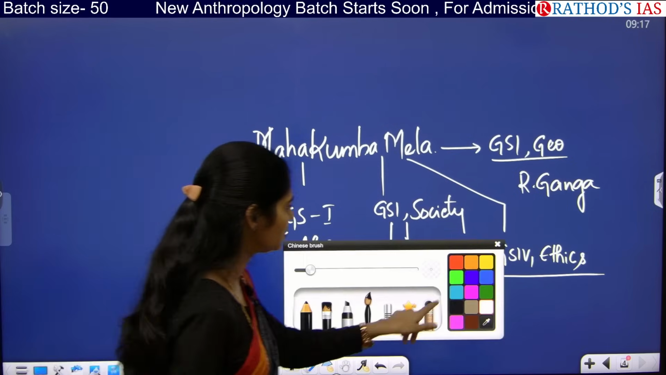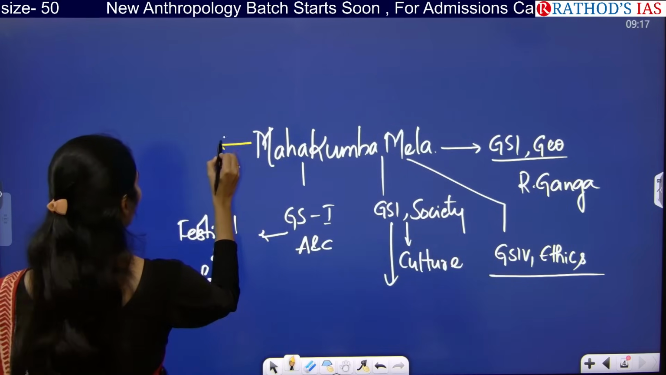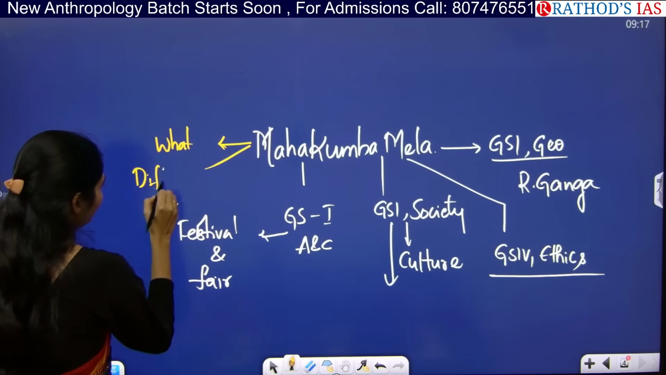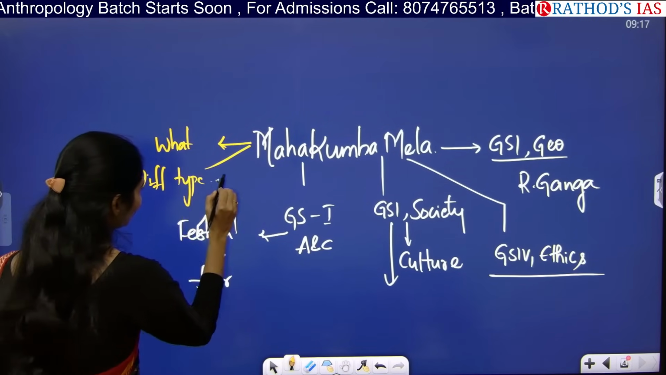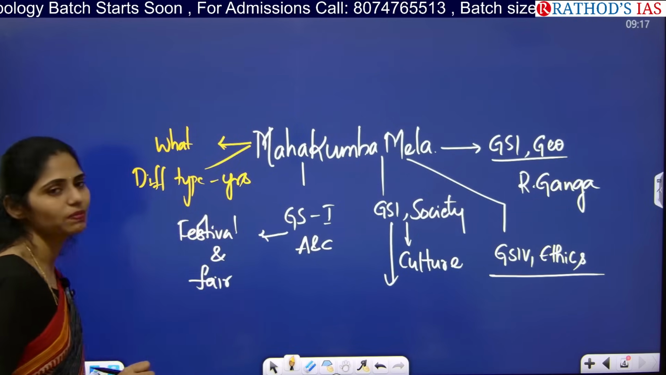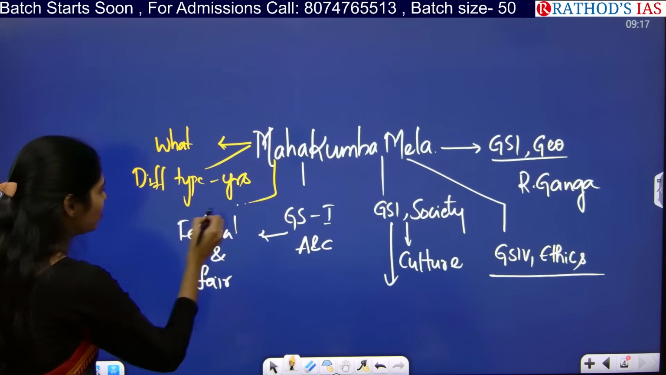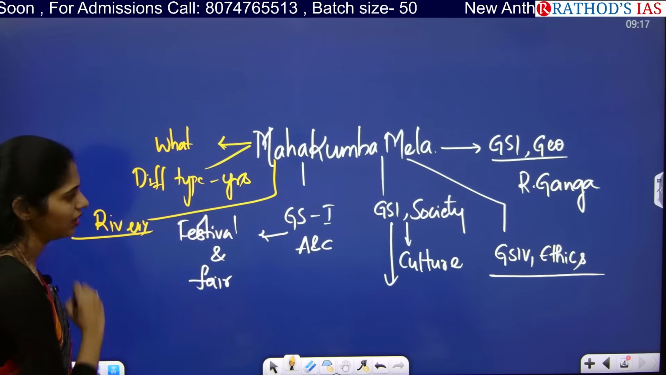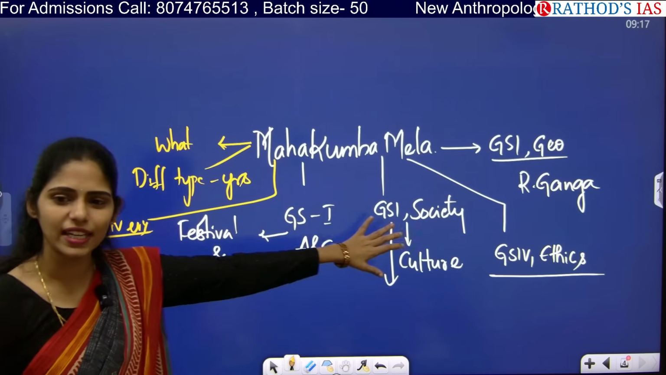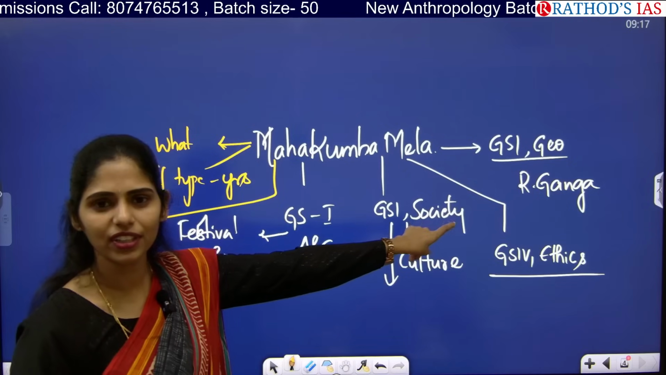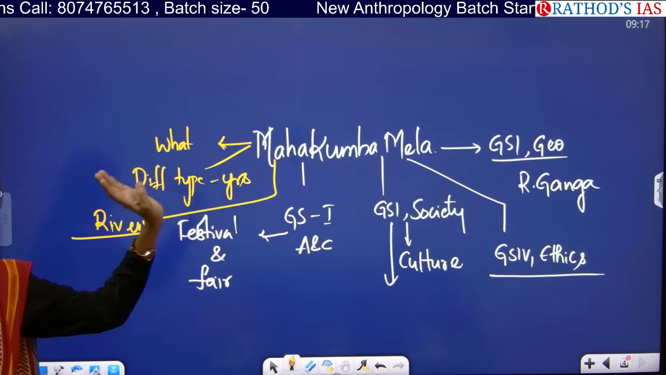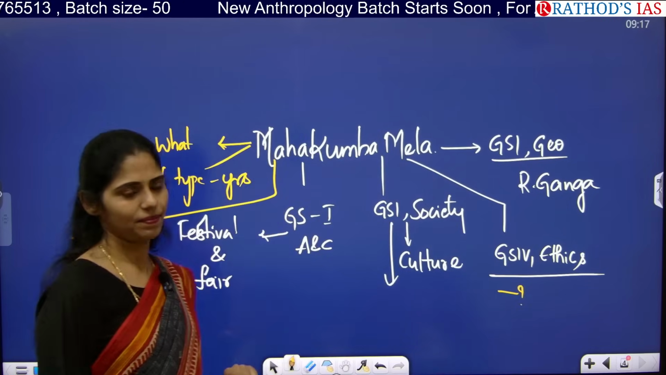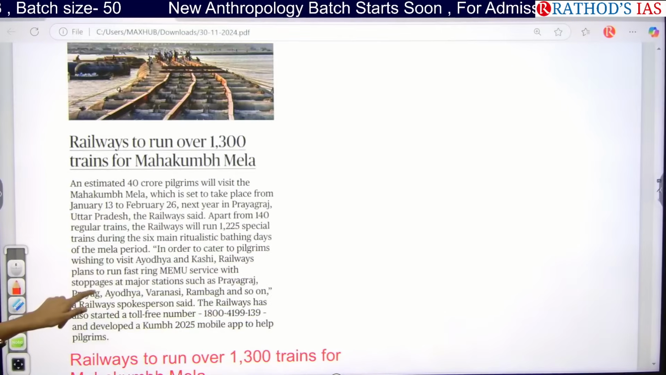But what you have to see here is what this Mela is, and you have to see the different types of Mela, and especially focus on years. In how many years which Mela is organized, and you have to see the rivers. From society you have to know the analysis of this, and from river Ganga you have to know the basic facts that you will be reading in your NCERT, and from ethics you have to see the case studies part. Okay, now let us see this article.